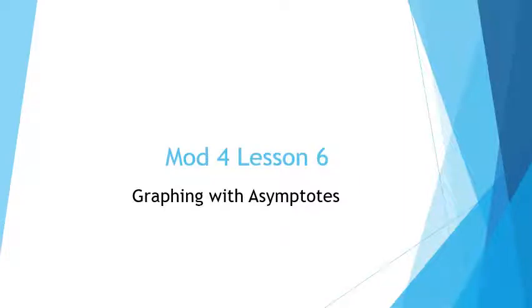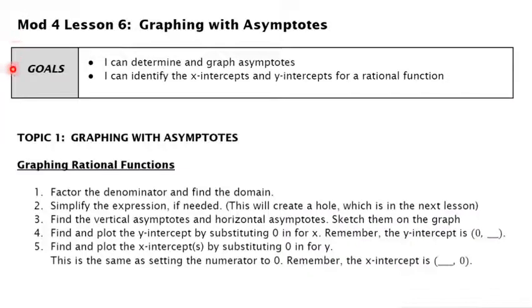This is the video for Mod 4 Lesson 6, Graphing with Asymptotes. The goal of this lesson is going to be using all the information and asymptote calculating we learned in the last section to actually draw a graph of a rational function or a sketch. So the goal is we're going to determine and graph asymptotes, and then we're also going to use X and Y intercepts to help us get a more accurate sketch of a graph.